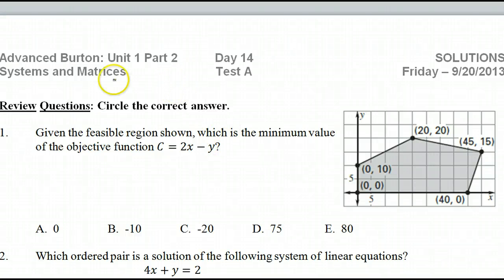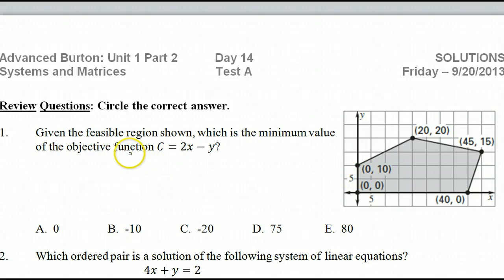Alright, this was a test on systems and matrices, and we are going to go through the solutions. So problem number one, a little linear programming happening here. We want to find the minimum value of this objective function with this feasible region. So of course what we are going to do is take these points one at a time and put them in the function.